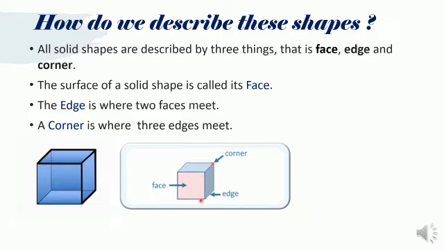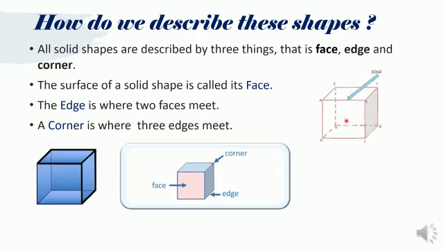In this figure, you can see this part of the shape. That means this surface is called the face. Likewise, we may have more faces in a cube, and when two faces meet, a line is formed, and that meeting line is called the edge. So an edge is where two faces meet. Likewise, we may have more edges in a cube, and a corner is the meeting point of three edges. So when three edges meet, a corner is formed.